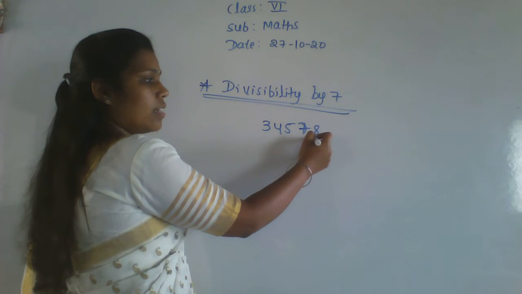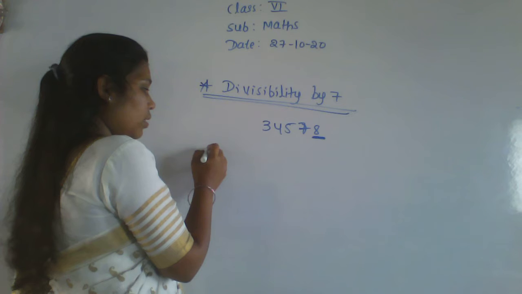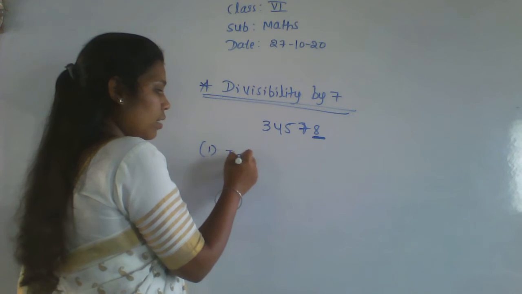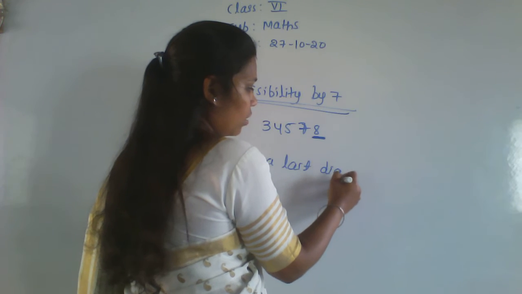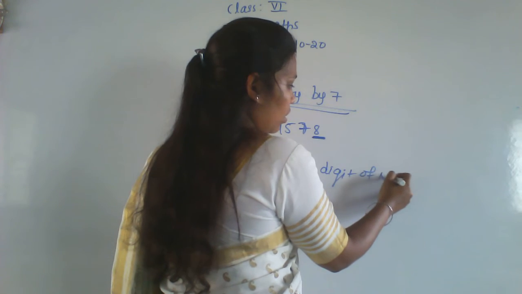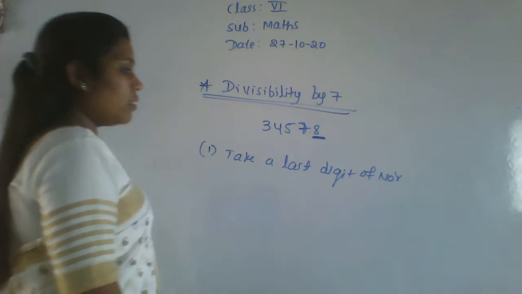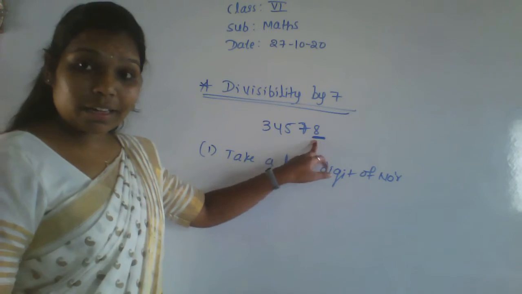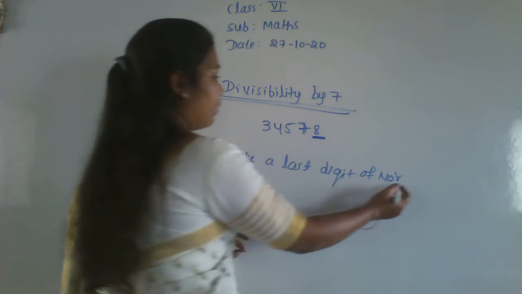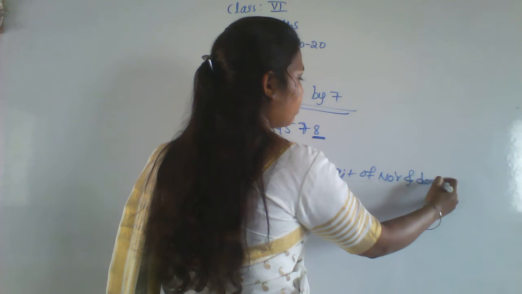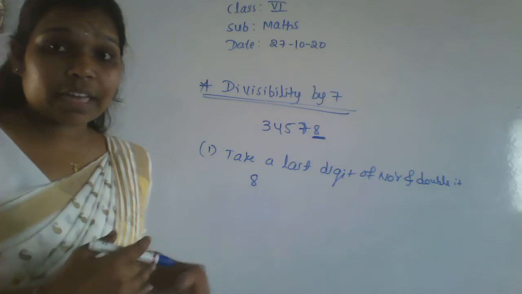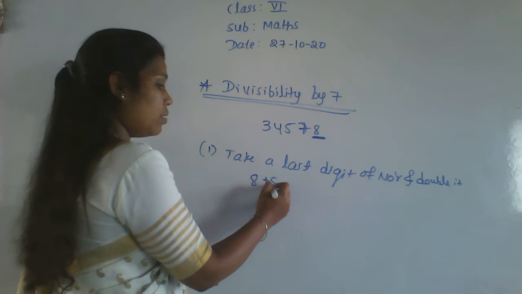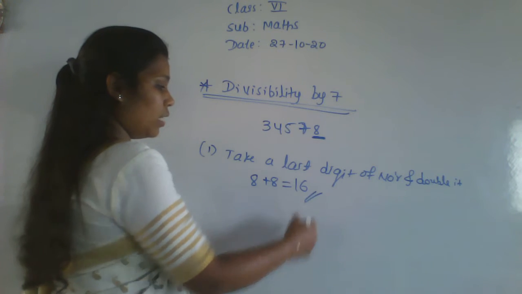This number, last digit means 8, right? First point is take the last digit of a number. Take the last digit of a number means we took an 8 here, and double it. Double it means we have to do double of that number. That is 8 plus 8. What we get? 16, right?